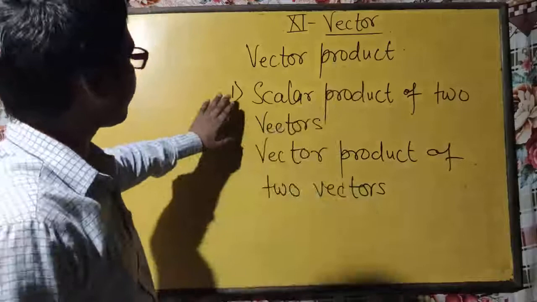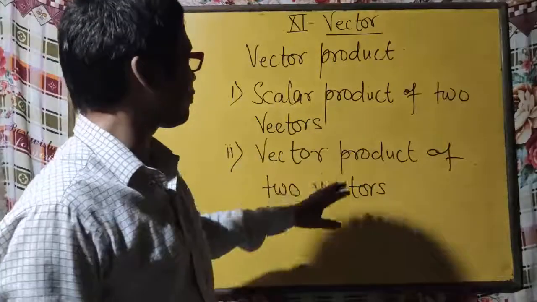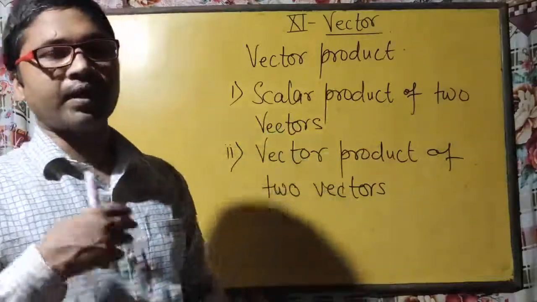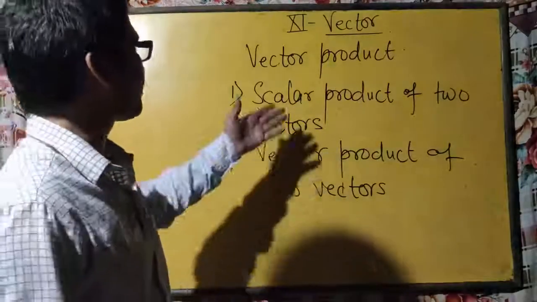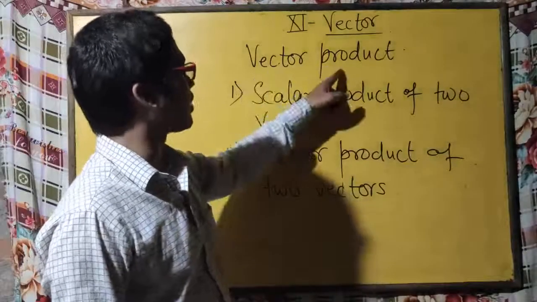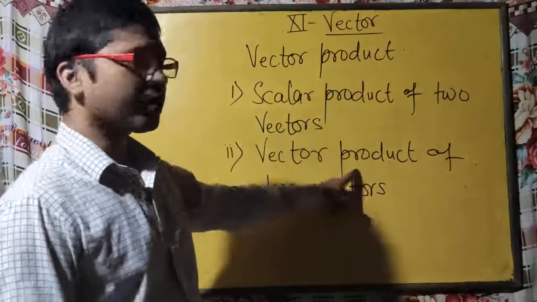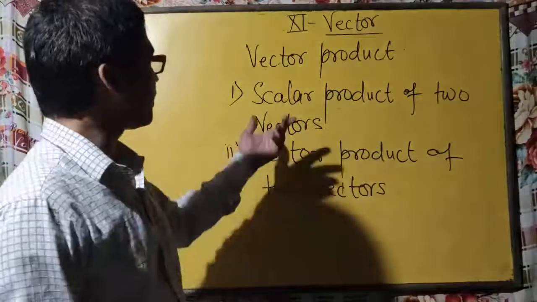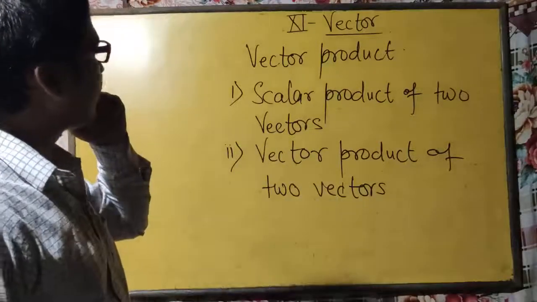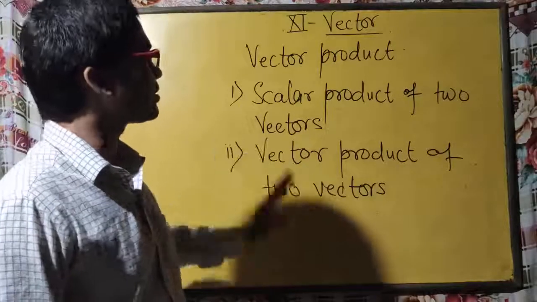There are two types of vector product: scalar product of two vectors and vector product of two vectors. The meaning is that we are going to find the product of two vectors. If you want to find it, there is either the scalar product or the vector product, so you have to choose which one you need. We are going to study both types.